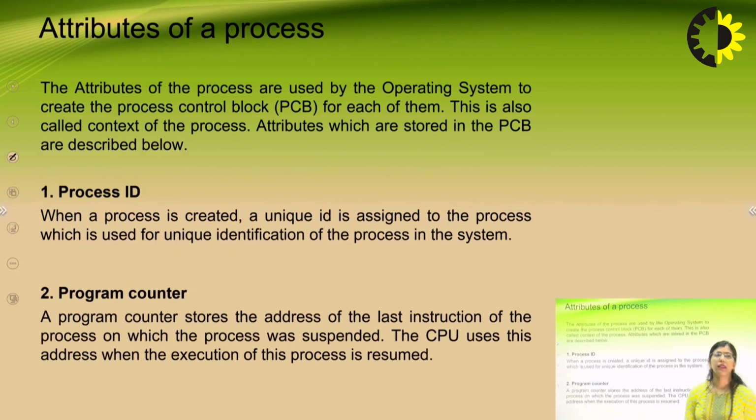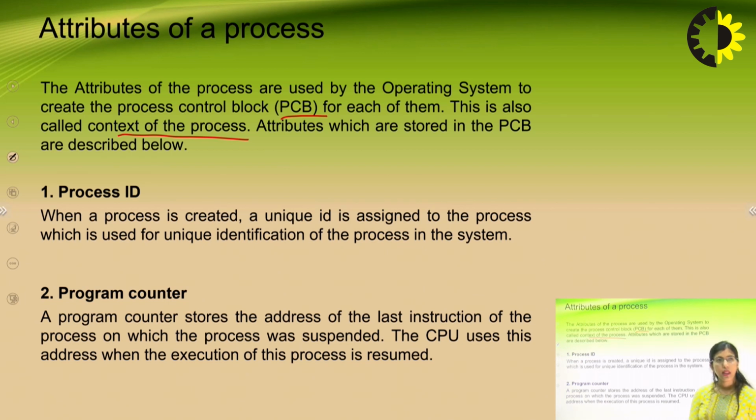Moving on to the attributes of the process. The attributes of a process are used by the operating system to create the PCB for each of them. When a new process is created, a process control block is also created for that particular process, which contains all the information regarding the particular process. This is also known as the context of the process, because it contains all the information regarding the process.